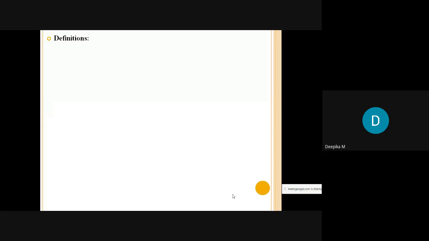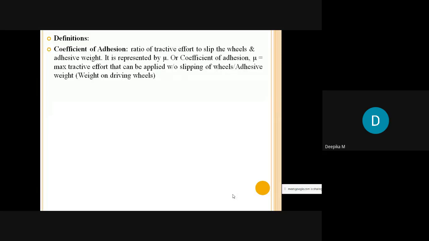So next, let's see some of the definitions related, and these are very important from the exam point of view. So first one, we have to know what is coefficient of adhesion. So what is adhesion? Adhesion is nothing but the ratio of tractive effort.